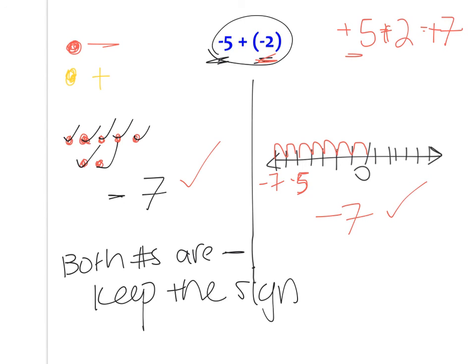Imagine that I borrow $5 from my mom and $2 from my dad. I now owe, which is a negative sign, $7 to people in my family. So that's why when both of the numbers are negative, your answer is also going to be negative.